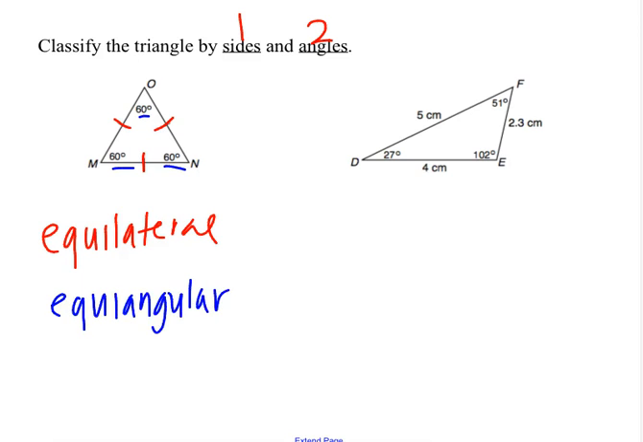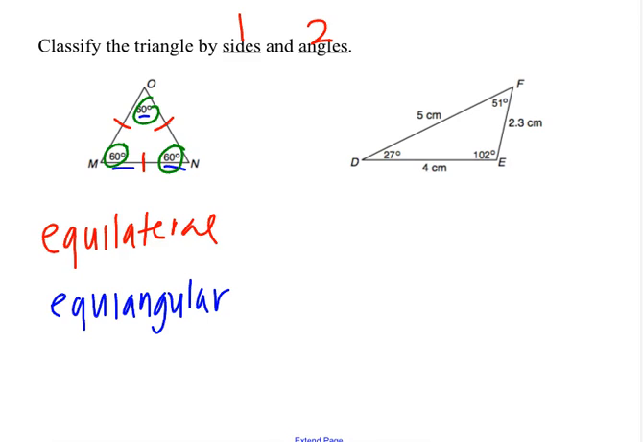So I'm hoping you're realizing that maybe there is a relationship amongst the sides and the angle measures, and there is. So if I have three equal angles, I'm going to have three equal sides. If I have two equal angles, I'm going to have two congruent sides. Now, obviously, if I have three random angle measures, I'm going to have three random side measures.